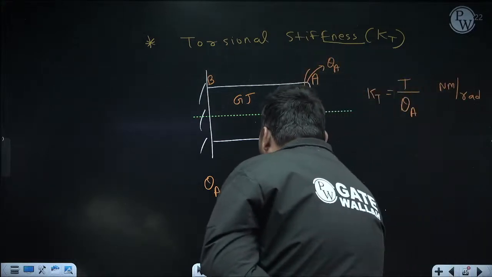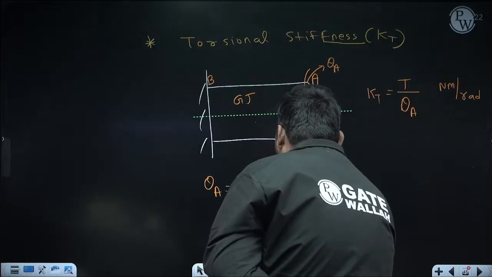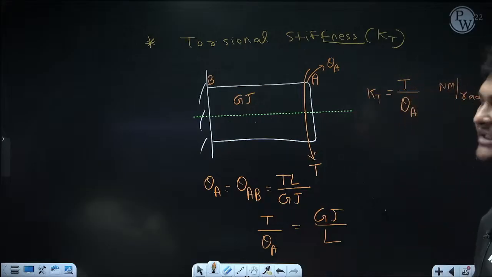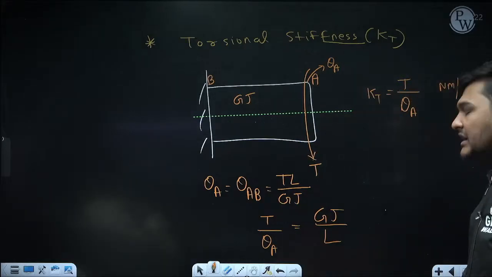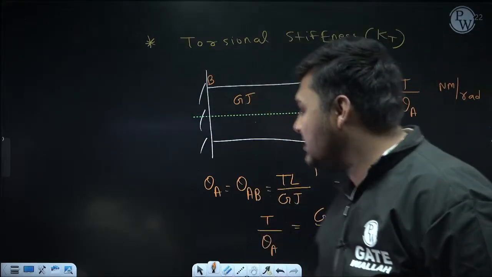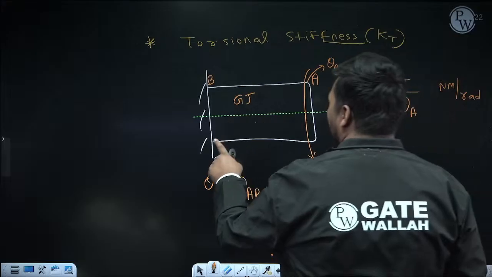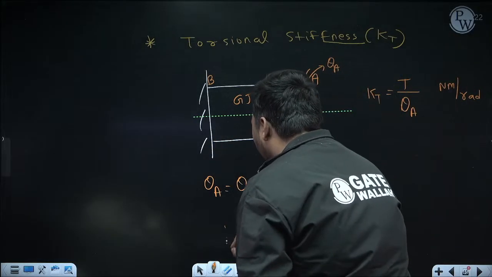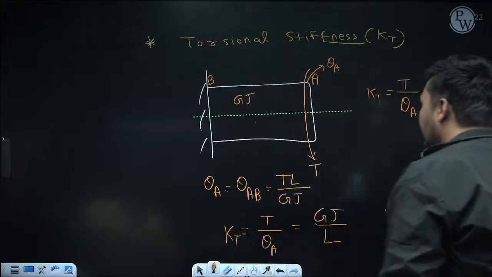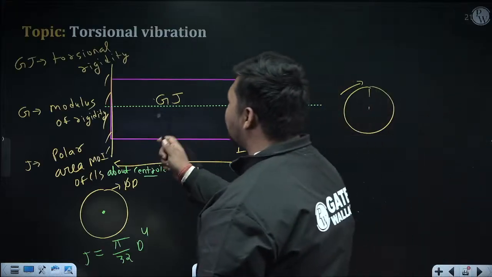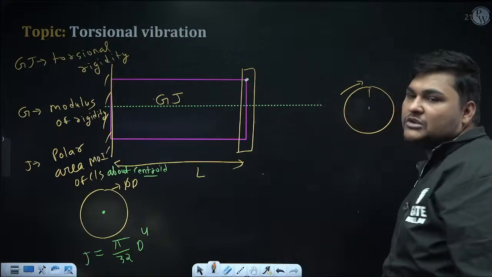So from this, if you calculate T by theta A, can I say it will be GJ by L? Like in a bar, axial stiffness was AE by L; here instead of AE, GJ comes into the picture, meaning torsion rigidity. So the formula to calculate torsion stiffness, if one end of the shaft is fixed and at the other end a rotor is attached, is GJ by L. So first of all, this is about stiffness. Now you will remember this formula: the torsion stiffness of this shaft is GJ by L, where G is the modulus of rigidity.